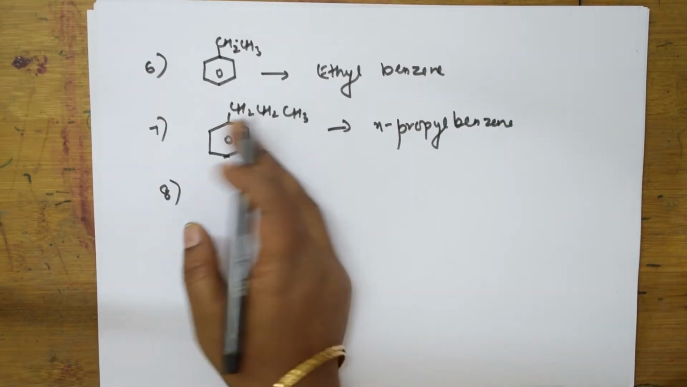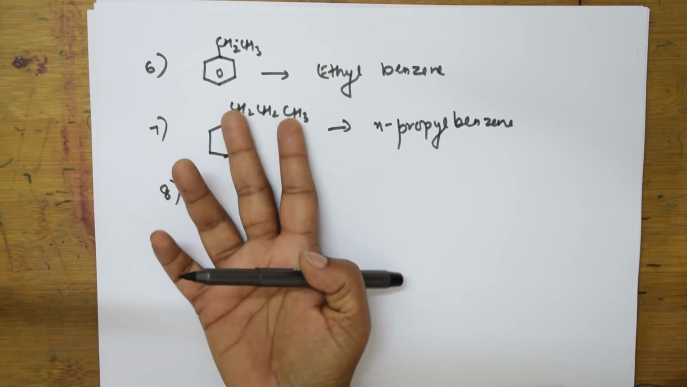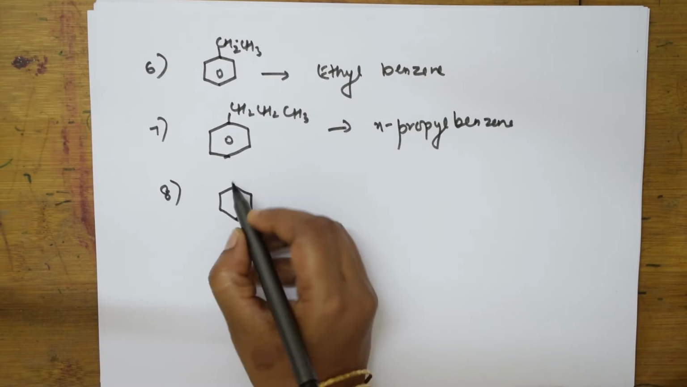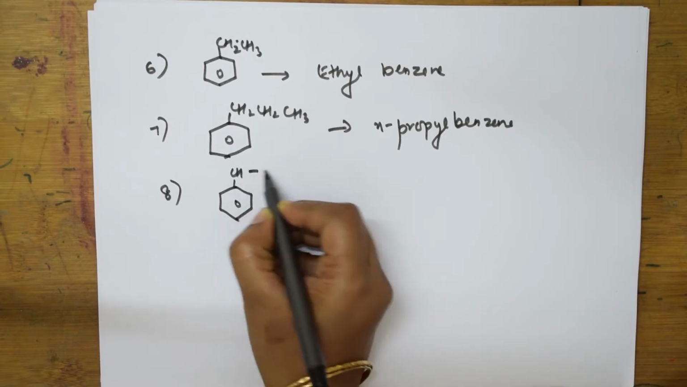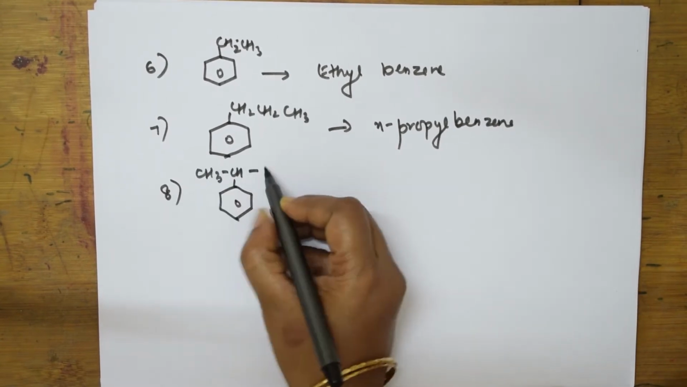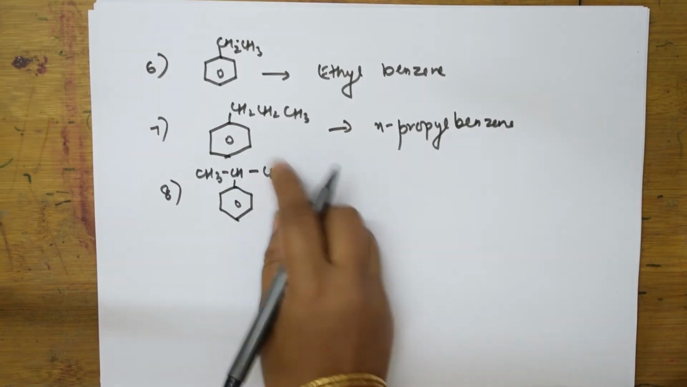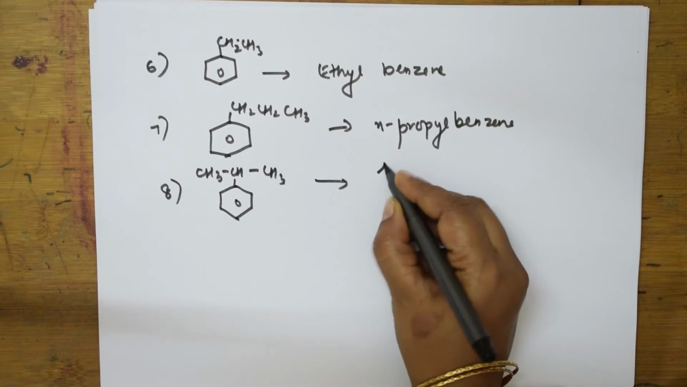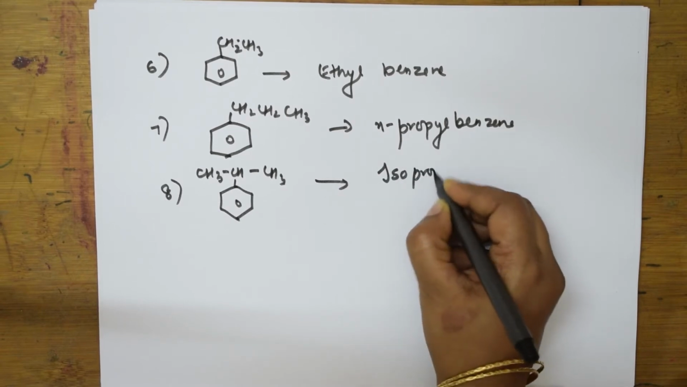Now I'm going to show you a different combination. See here, this is a propyl group. I'm going to show you the isopropyl group. Keep it in the center. Now CH here, and on either side, a methyl group. This is called isopropyl benzene, because this is the iso group and 3 carbon atoms. So it is isopropyl benzene.